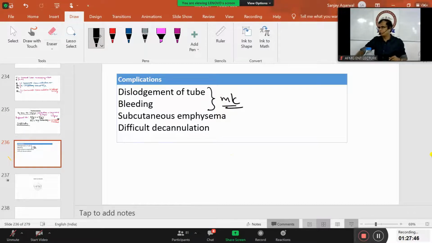The most common complications are one of the two, either dislodgement of the tube or bleeding. Both are common complications. Do we have a question? That is the correct answer. Subcutaneous emphysema, brother. This is the most common complication in children. If they ask you which is the most common complication in children, then of course you say difficult decannulation.